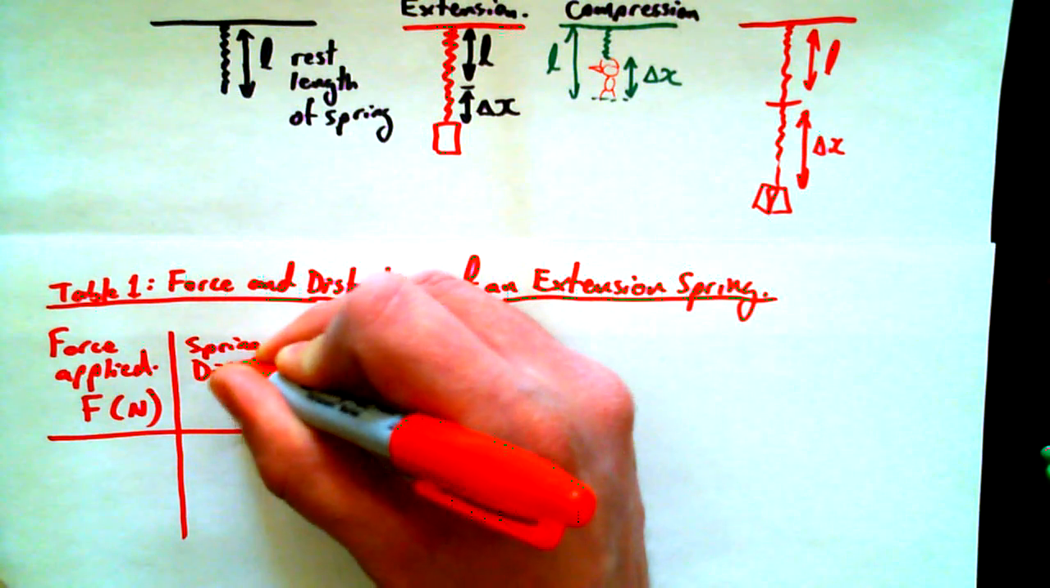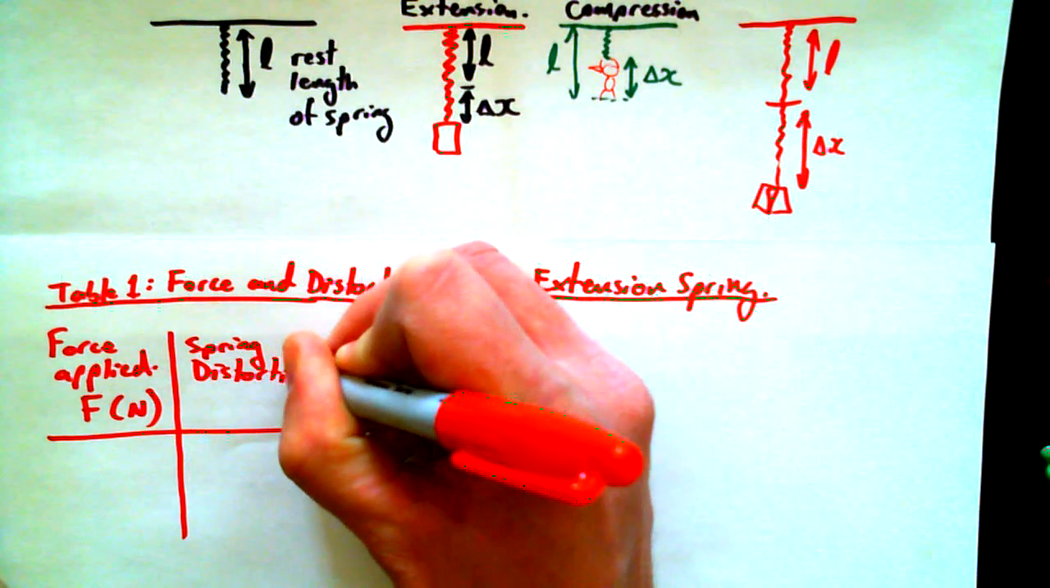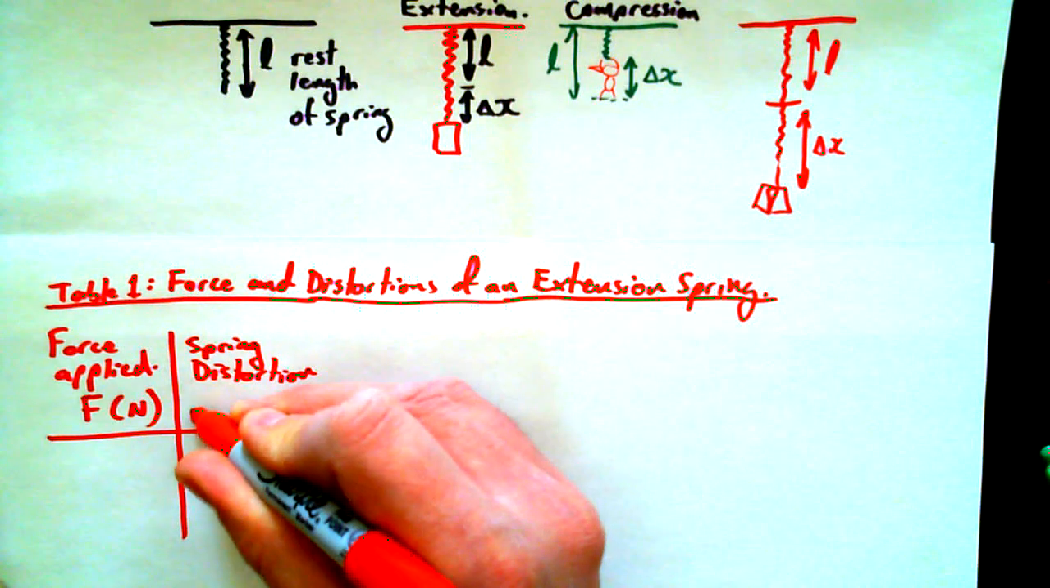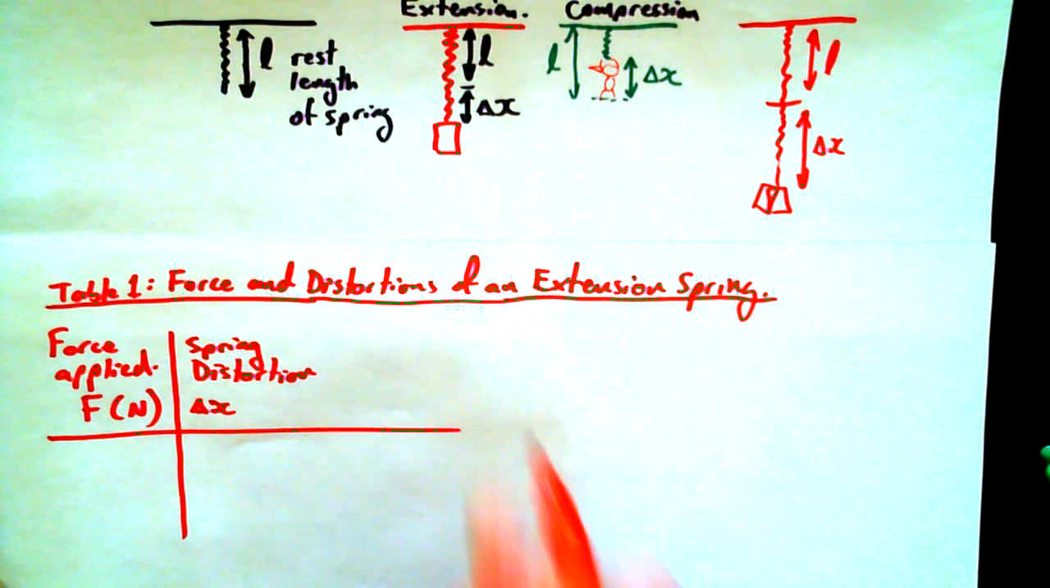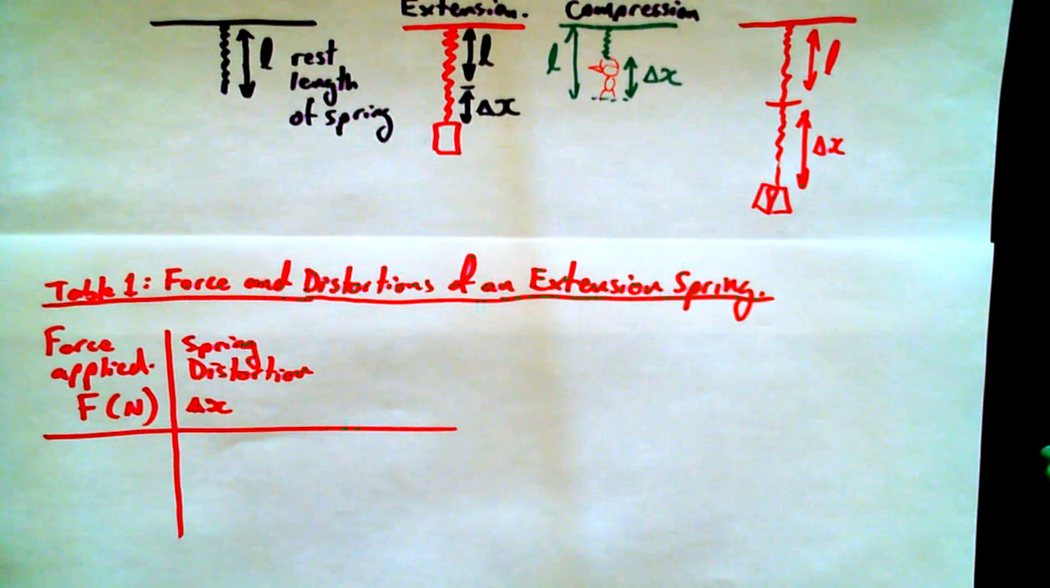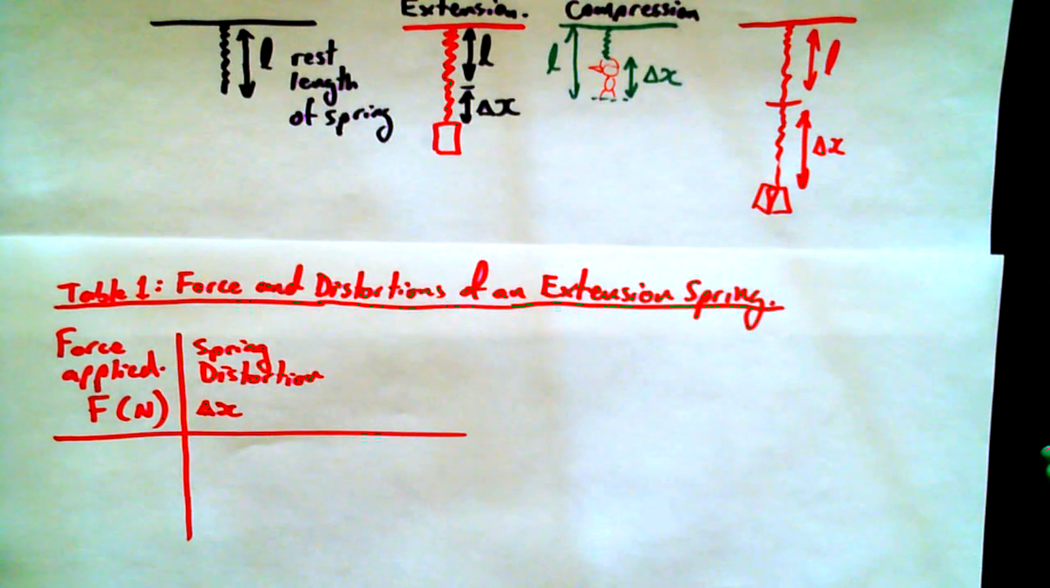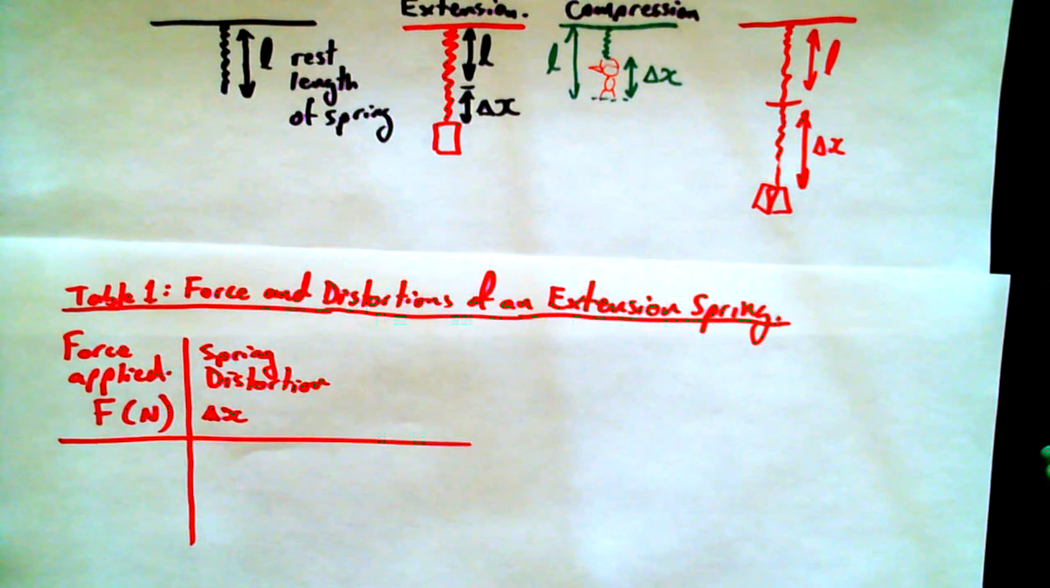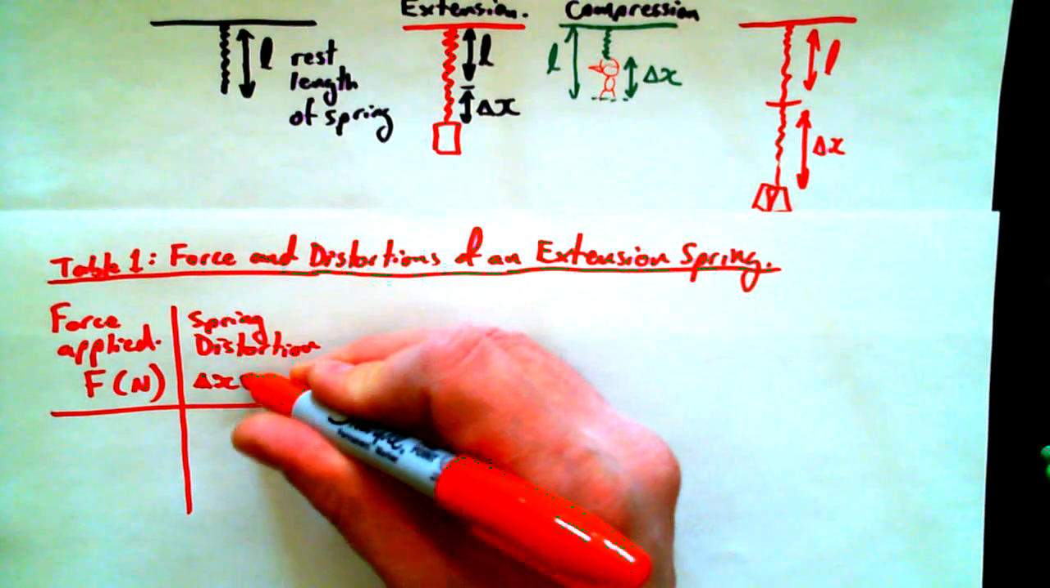Spring distortion. And the associated variable might be delta x. What would be good units for delta x, by the way? What are the length units we always use in physics? Yeah? Meters. Bingo.